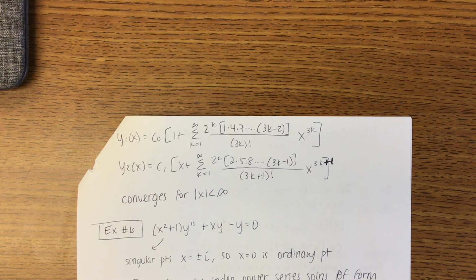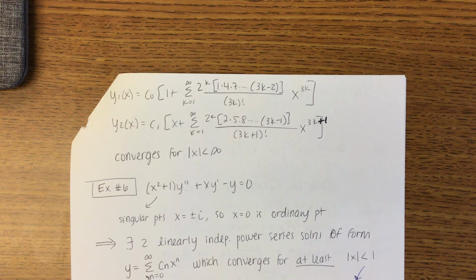Class with yesterday. There were two things that I told you that I wanted to see. First of all, I wanted to know how we know that there are going to be two linearly independent solutions, and where they converge, and then you had to find them. So the first thing to find is those singular points. Singular points are at plus or minus i. x equals 0 is an ordinary point. That tells us we're going to have two linearly independent power solutions.